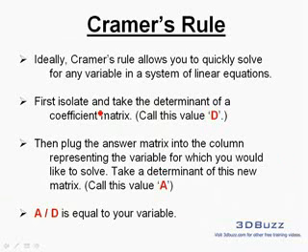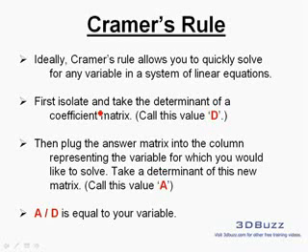Sure. So then the next point is first isolate and take the determinant of the coefficient matrix. If you recall, those are the coefficients of x, y, and z. So you take that determinant. I'm calling that value D. You can call it whatever you want. You can call it Jimmy. We'll stick with D.